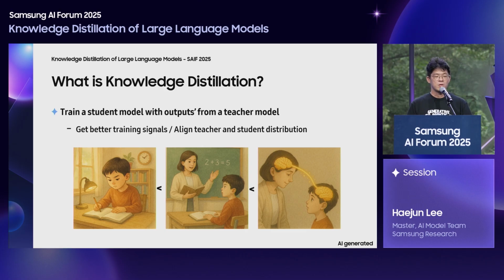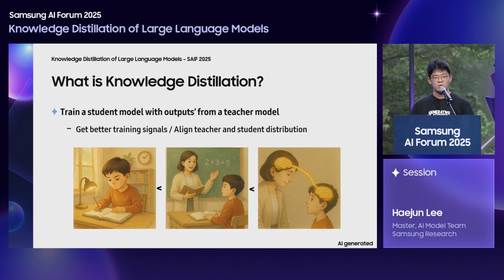Briefly, let me go over the definition of knowledge distillation. So there is a great large model, and with that teacher model, we can train the student models. That's what knowledge distillation is. The ultimate goal is to create better training signal.